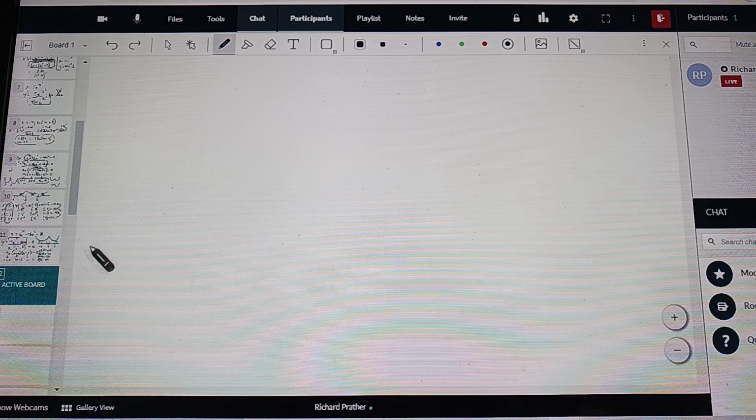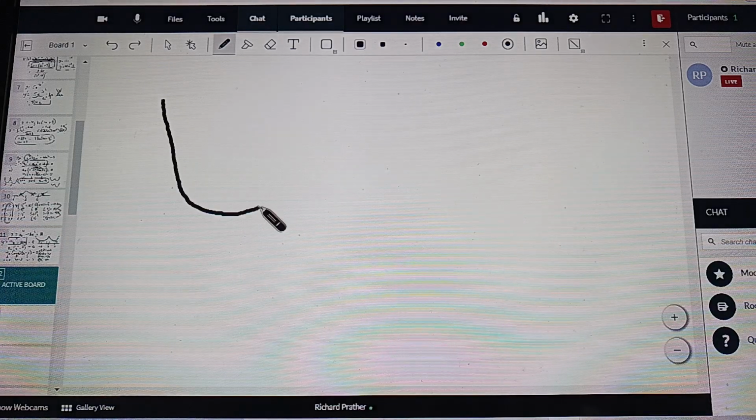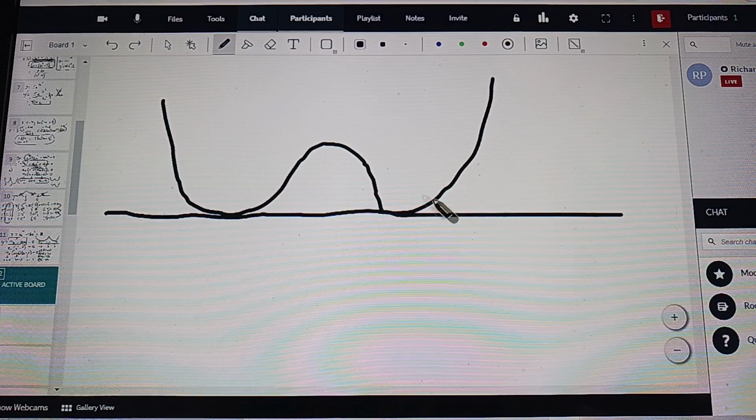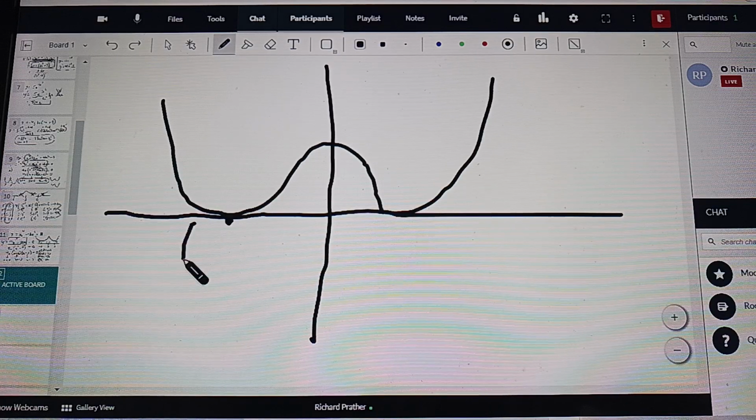So this is one of these W shapes that would be symmetrical like this. And in fact, these 2 local minimums are touching the x-axis, is what's happening. So this is the coordinate -3, 0 right here. And this is the coordinate 3, 0.